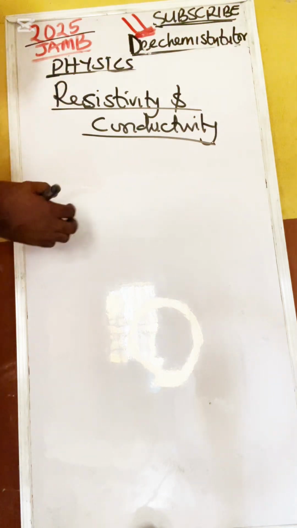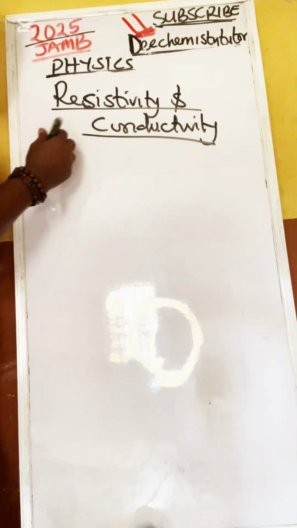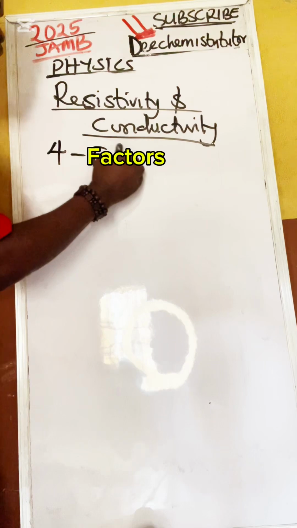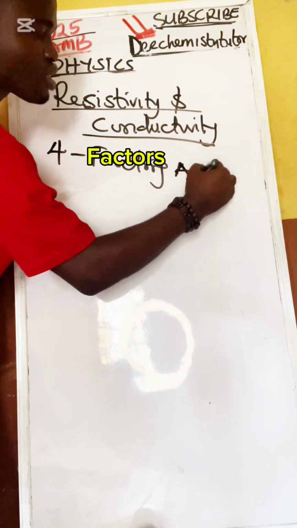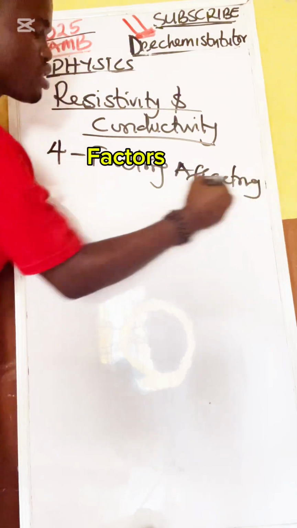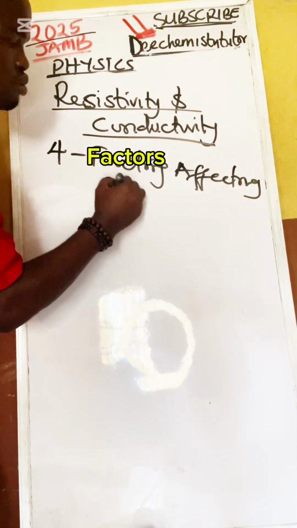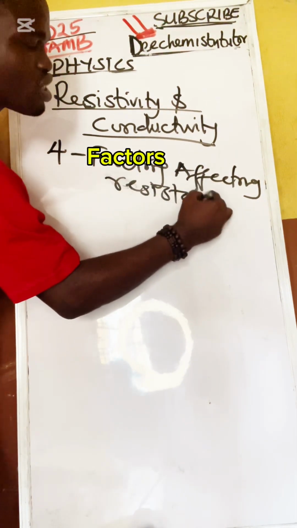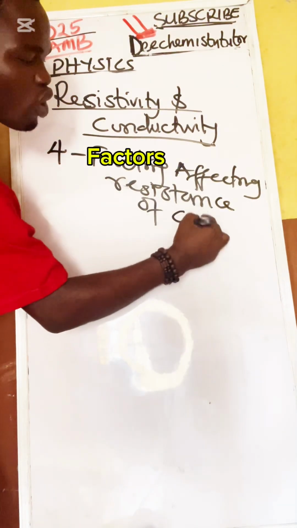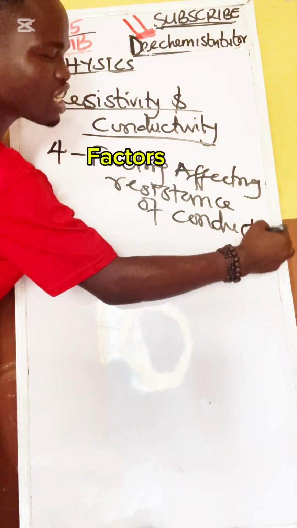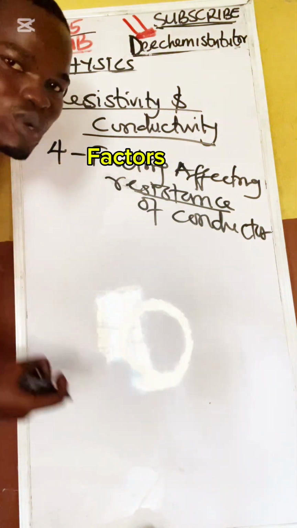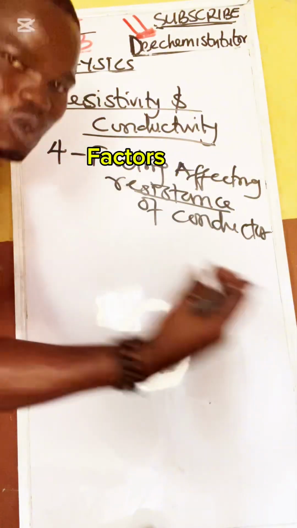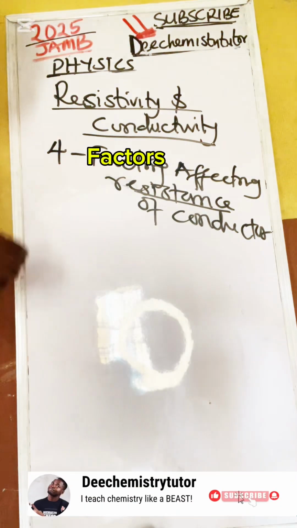Resistivity and conductivity. Okay, the first thing you want to know is the 4 factors affecting resistance of a conductor. Of course, don't forget, people do cram this. They don't know that the word resistance is an English word, to resist. That's why resistance is an opposition to the flow. Oppose, resist. Okay, that's why they are just 4.